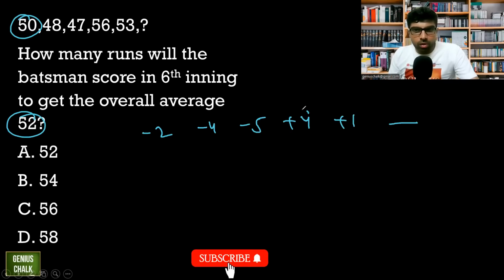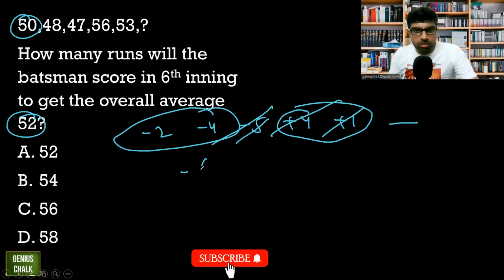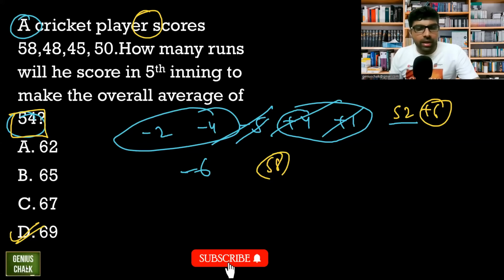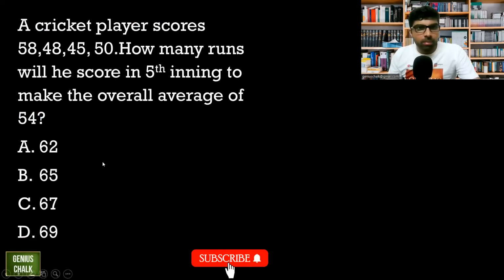Fine. What is the overall sum? +4 +1 +5 is -5. That means overall is -6. In order to get this overall average to be 52, the remaining number must have 6 more than the average. That means this number must be 52 plus 6. That must be 58. So what is my answer? 58. Right?